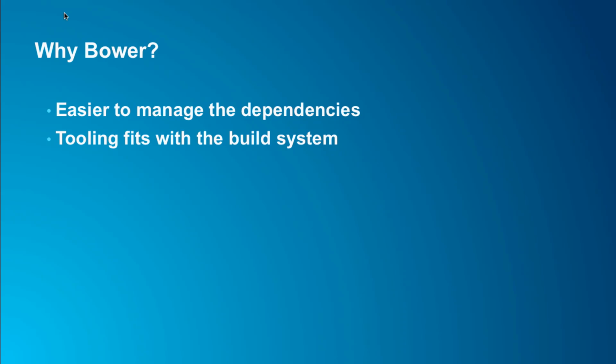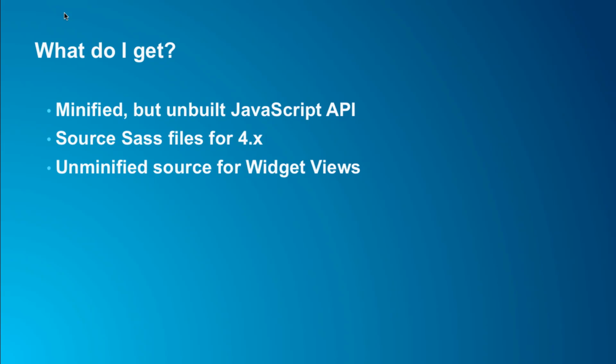And the tooling fits with the build system. I'll cover in a moment why NPM just won't work, and it's not magic or anything like that. But basically, you can set Bower to install things where you want them to be installed and named correctly.